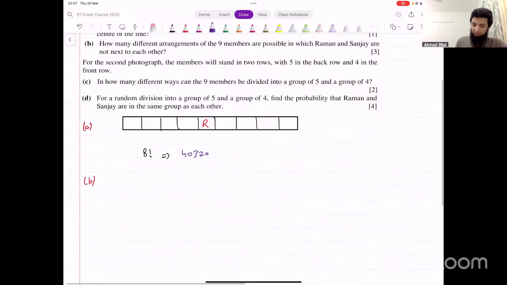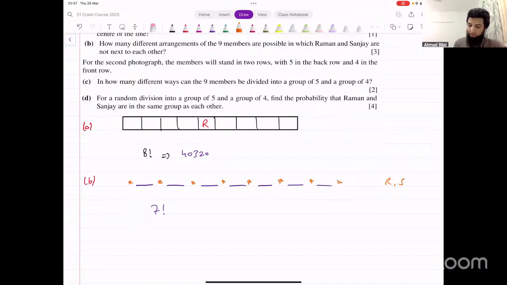Okay, so we have 7 remaining people. Let's make dashes for them. 1, 2, 3, 4, 5, 6, and 7. Right, 7 other people. 7 factorial is going to be their arrangements. And then Raman and Sanjay have to be separated. They're going to come in these places in the middle: 1, 2, 3, 4, 5, 6, 7, 8. 8 places, 2 people. In how many ways can we arrange them in those 8 places? 8P2. And that should give us the result.